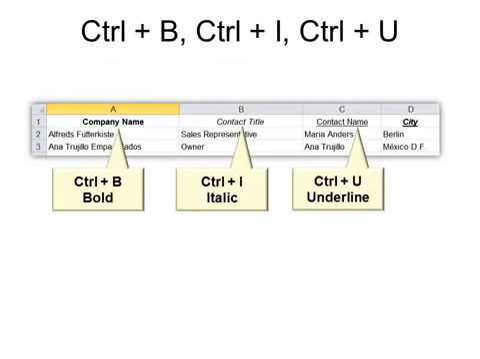Control B, Control I, Control U, these are very easy: bold, italic, and underline, and these work the same in all the programs. And you can see I used all 3 on this one over here. So before you're typing, do Control B, and then everything you type will be bold. And then when you're done, hit Control B again. It's a toggle switch, and it turns it back off again.